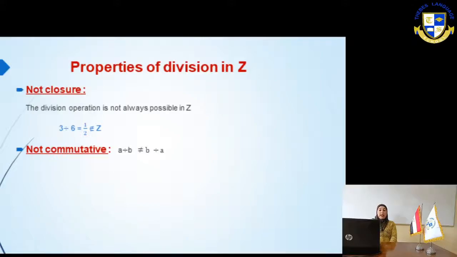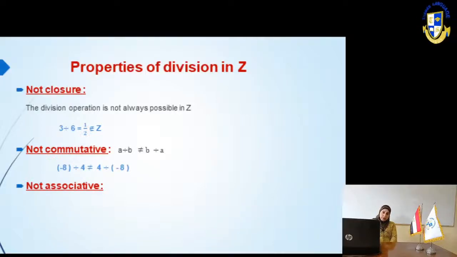Let's see the commutative property. If I switch the places, negative 8 divided by 4 will be what? It will be negative 2. But 4 divided by negative 8 will be negative half. So these two quotients are not equal, so it's not commutative.